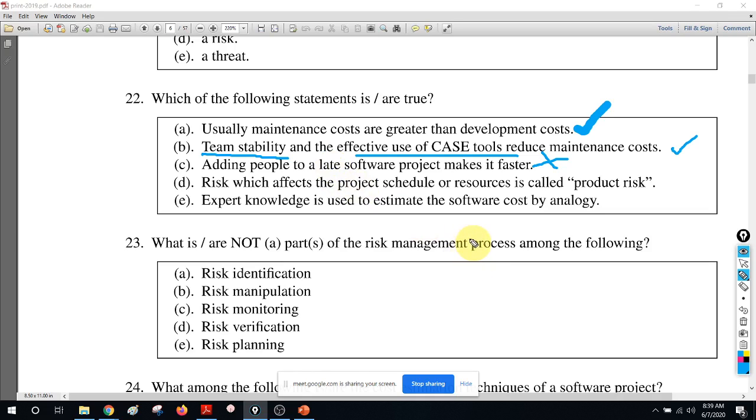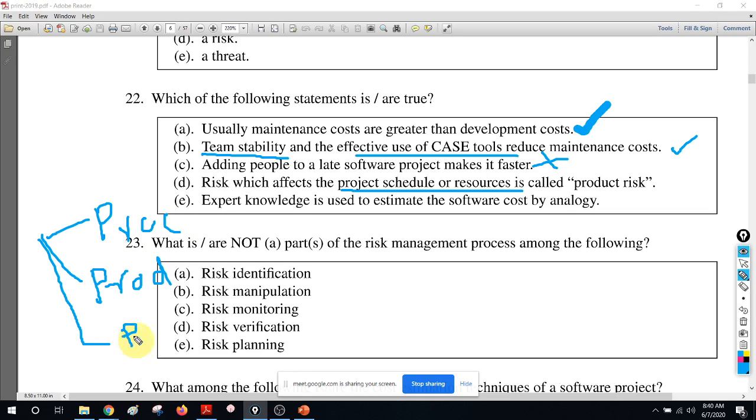D. A risk which affects the project schedule or resources is called a product risk, right? I didn't explain that to you because it is in your risk management subject, in your next semester. We can categorize risk into process risk and product risk. Both are PR, process and product, and some part we can just take as business risk. We will be discussing all those things in project management, because risk management is part of project management.